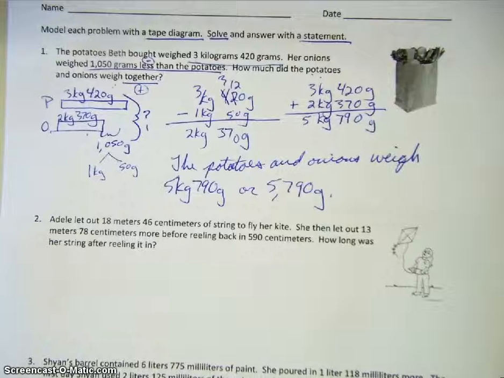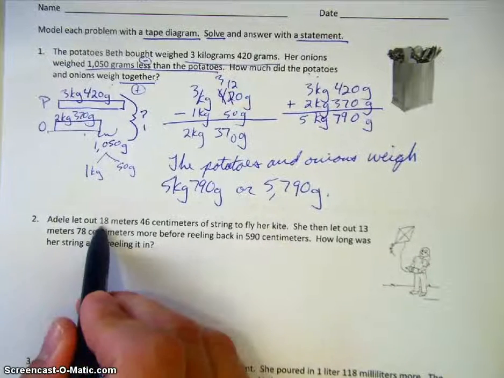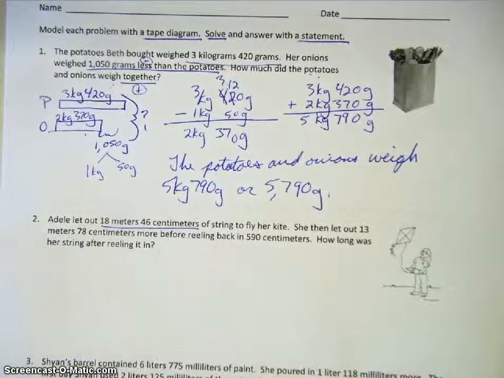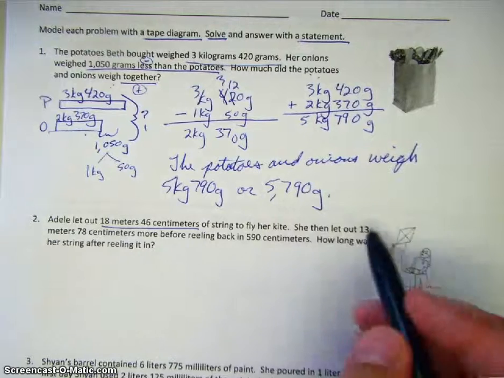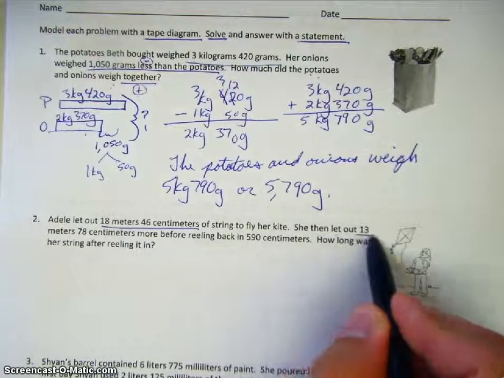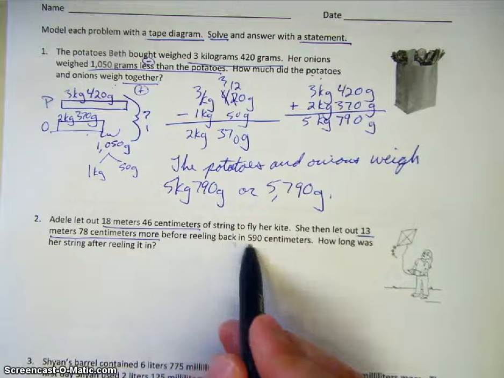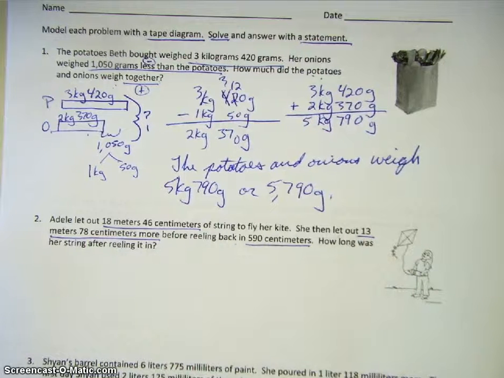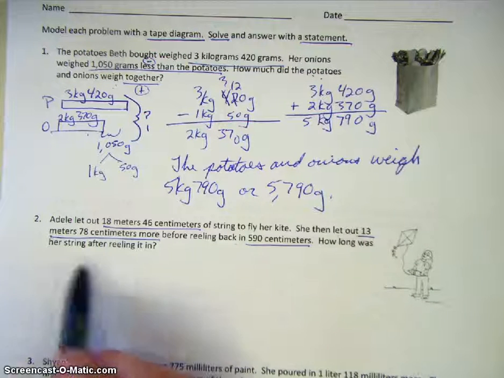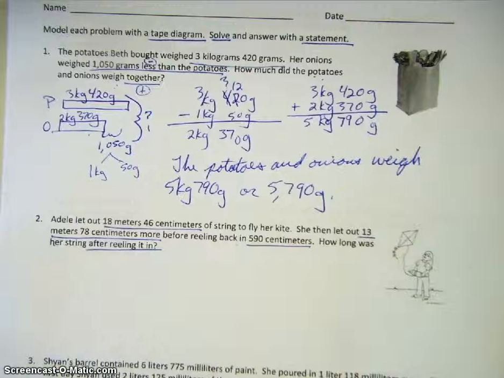Okay, so number 2, Adele let out 18 meters, 46 centimeters of string to fly her kite. All right, well, then she let out 13 meters, 78 centimeters more before reeling back in 590 centimeters. Okay. How long was her string after reeling it in?